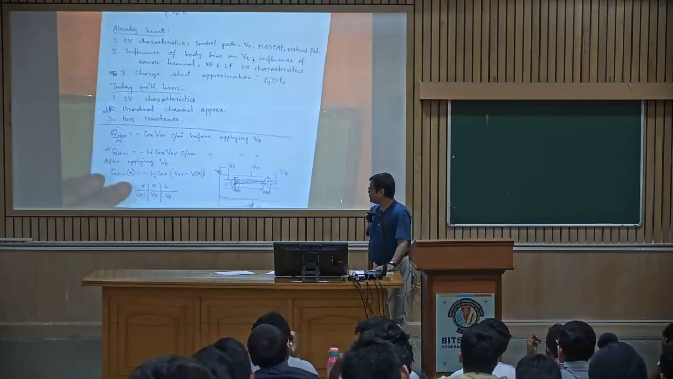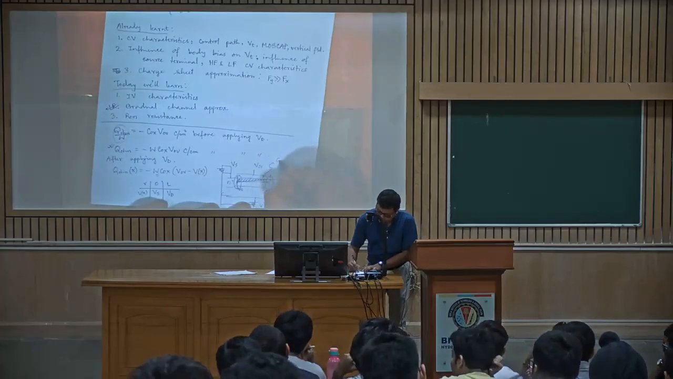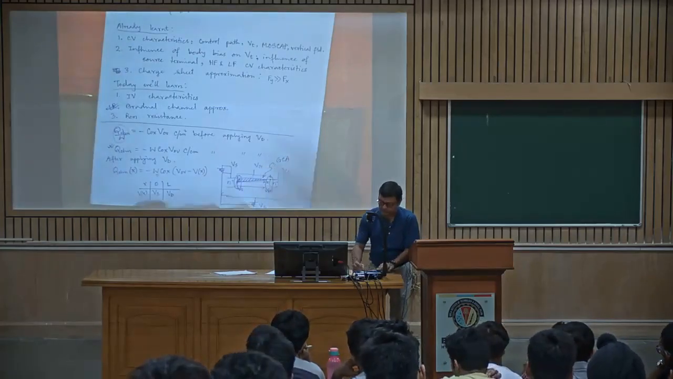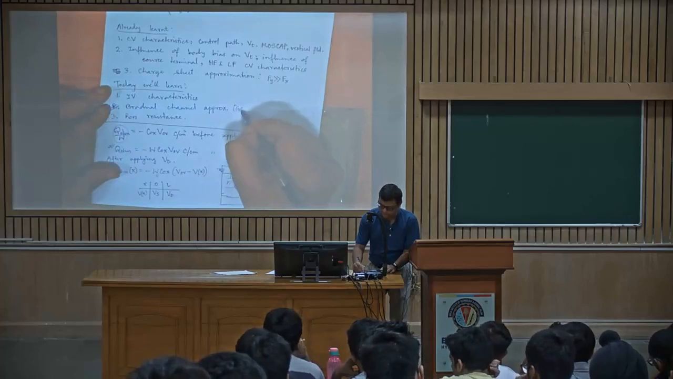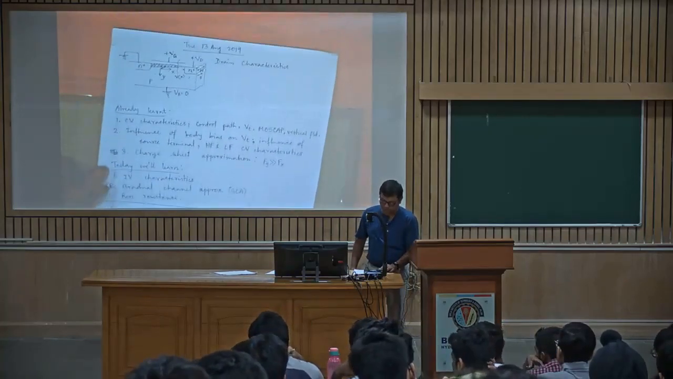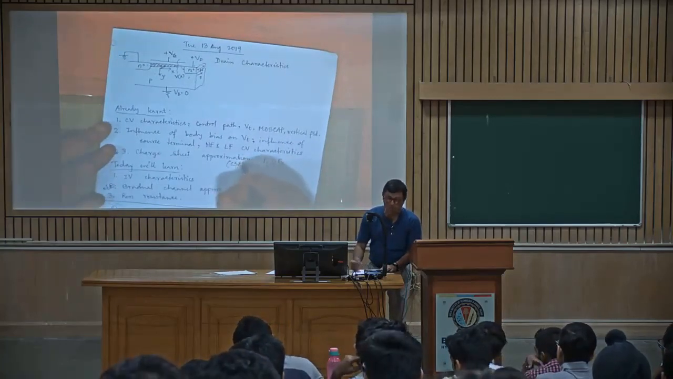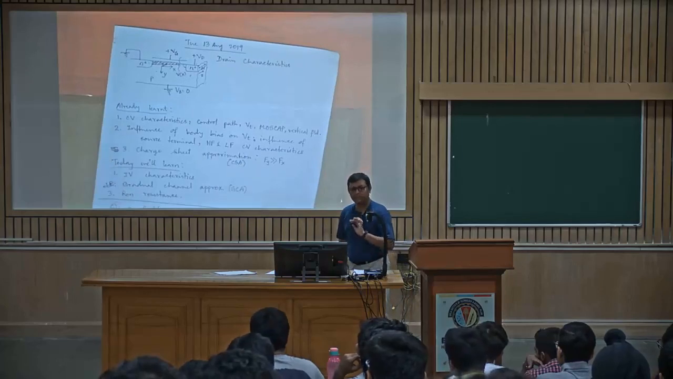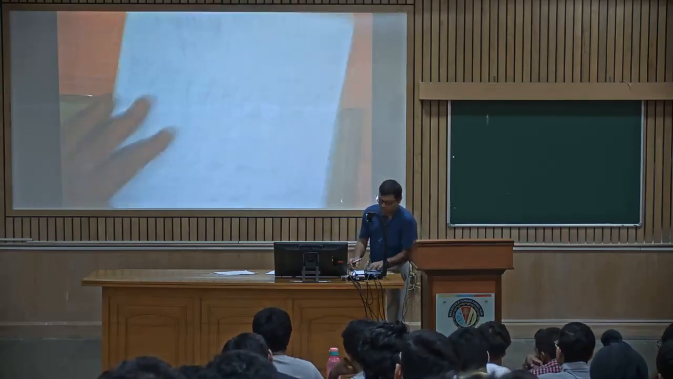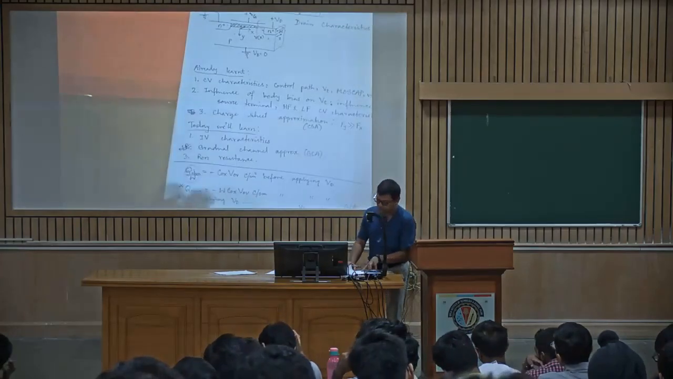Now, this is basically called gradual channel approximation. It is often called GCA. In industry, you will hear this jargon very often, and this charge sheet approximation is called CSA. Not computer science and automation, but CSA. So charge sheet approximation. Now let us come with this idea over here.